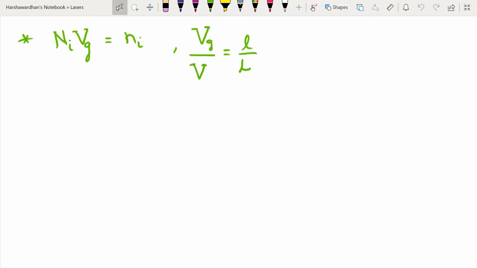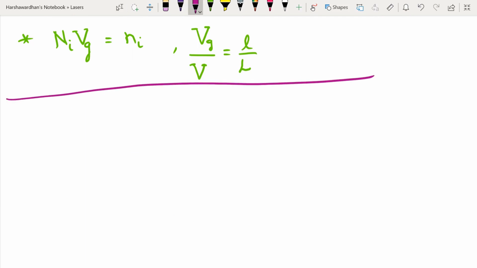So let me get to our final equations. These become our governing equations for the atom as well as the field.